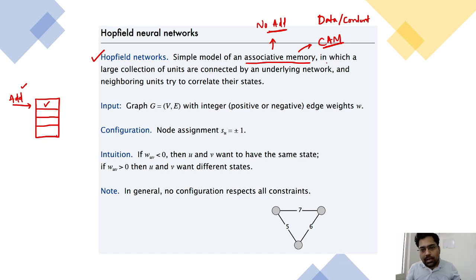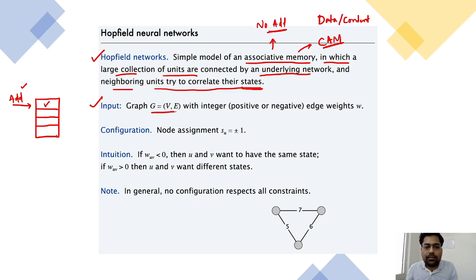Now we will go to what we should focus on here: a simple model for an associative memory. We have already introduced that. Next, a large collection of units are connected by an underlying network, and neighboring units try to correlate with their states. Here they are focusing on the states. The state of one edge, or you can say here the input, we should discuss. Then we can go deeper, like how we can solve it.